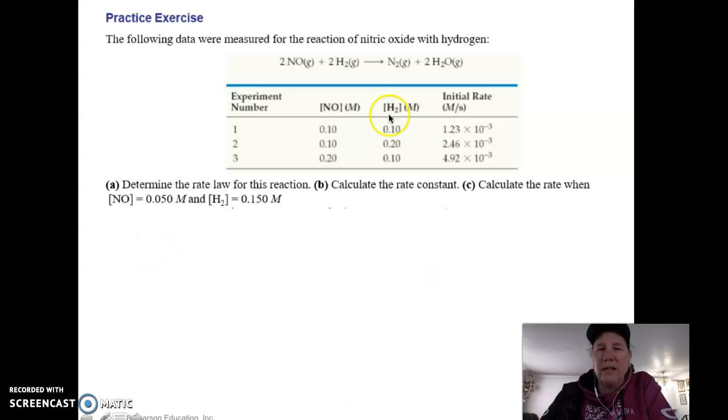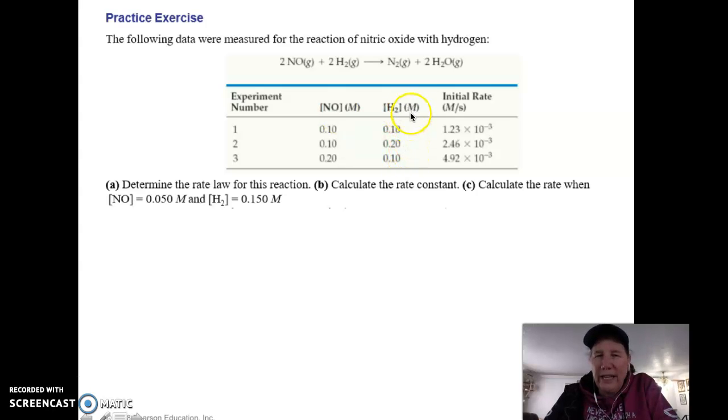Okay, so first thing we got to do, let's find our reaction order. From here to here it doubles, and here to here... So I got to use experiment 1 to 3 to find out NO. Because here it doubles, here it stays the same. So what happens to my rate? It goes from 1.23 to 4.92. So it quadruples, right? If I take this divided by this, I'm going to get 4. So this doubles, and this goes 4. So we know NO is 2.